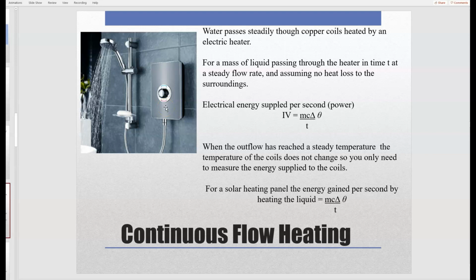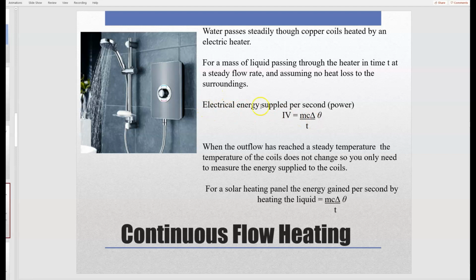Now, for the mass of liquid passing through the heater in time t, so let's say we time how much water flows through the heater in 10 seconds, okay? We are going to assume it's flowing at a steady rate. So every second we're going to assume the same amount of water is flowing. So we're not going to turn the power up or down. And we're also going to assume no heat loss to the surroundings, because this is a magic physics land where we make things easy on ourselves.